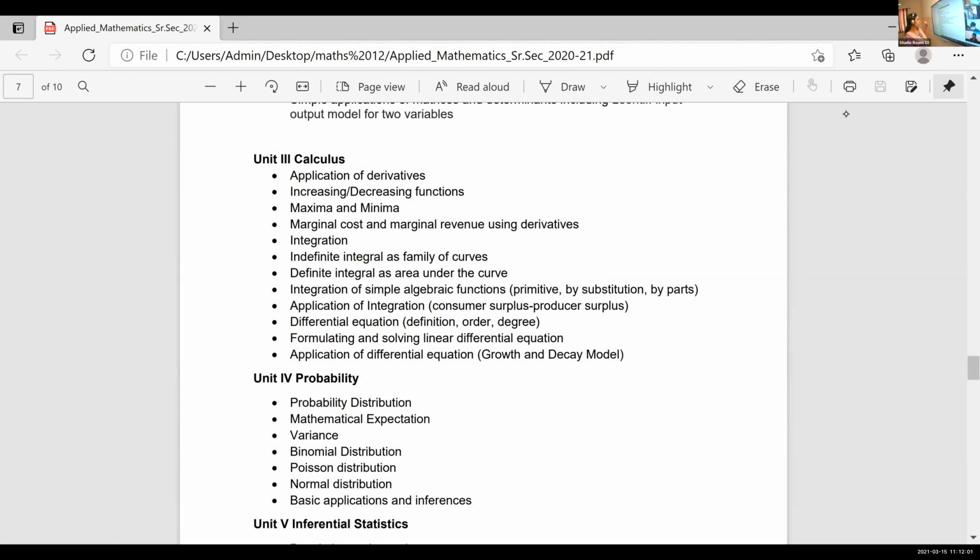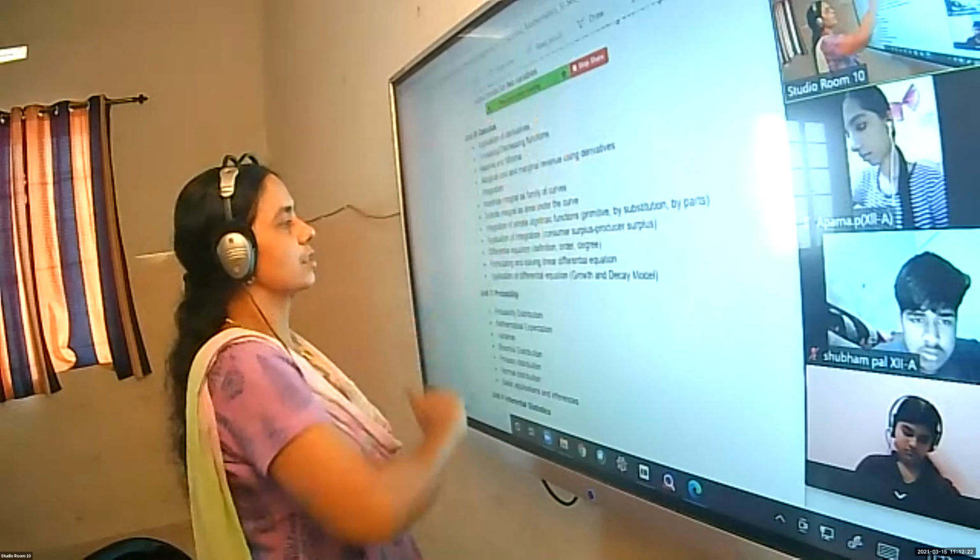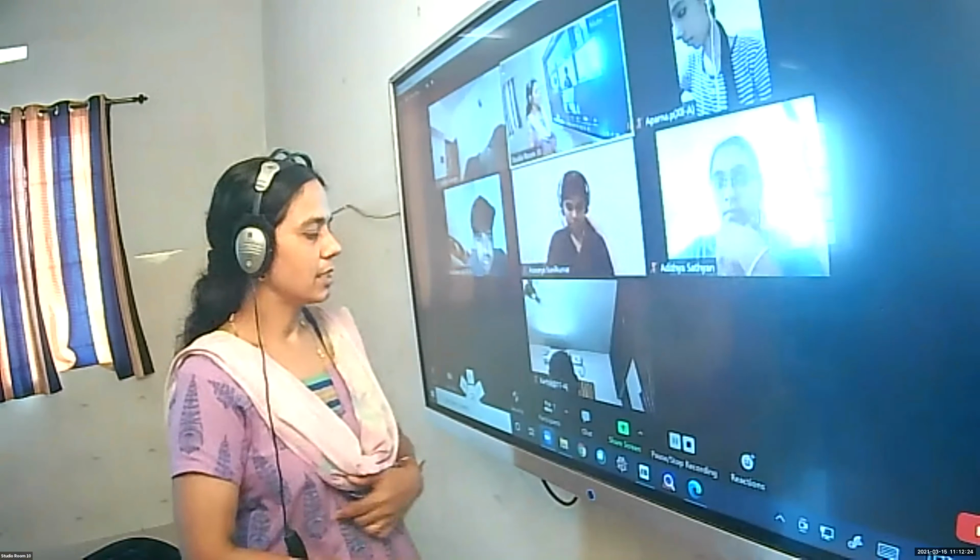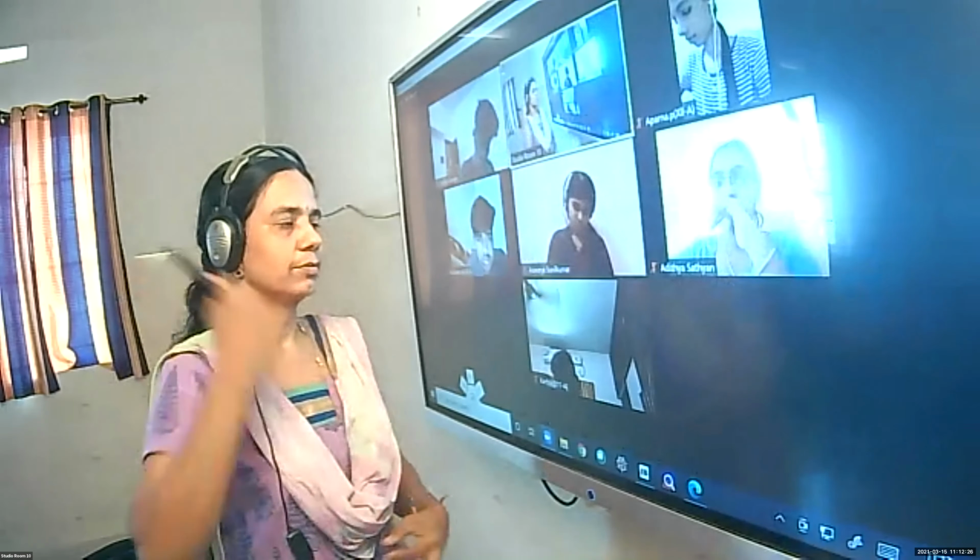Now I'm going to take these two topics: differential equation, formulating and solving linear differential equation. Is it clear? Is it okay, Aparna? Yes, ma'am. Write the heading as differential equation.